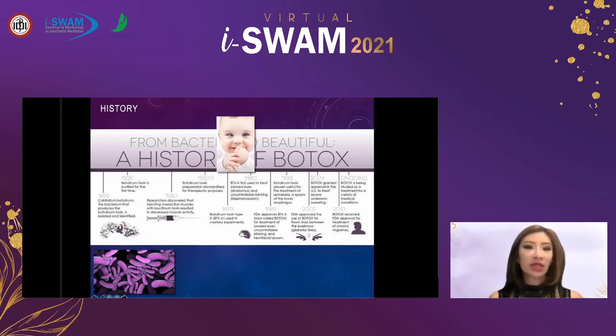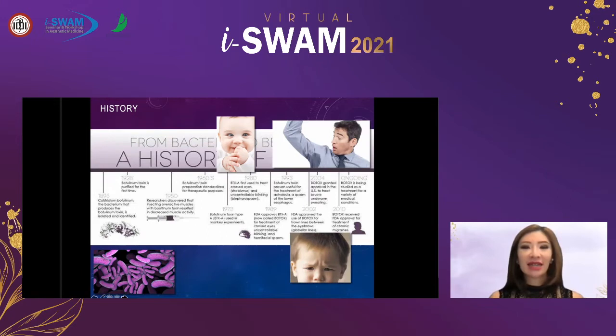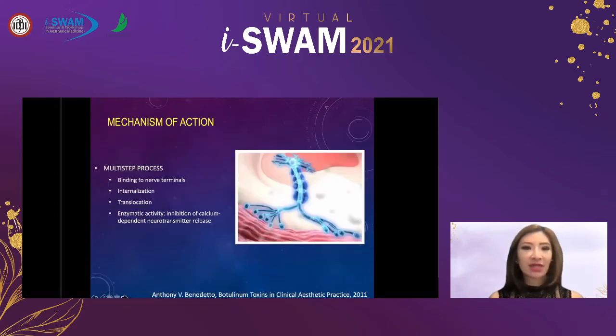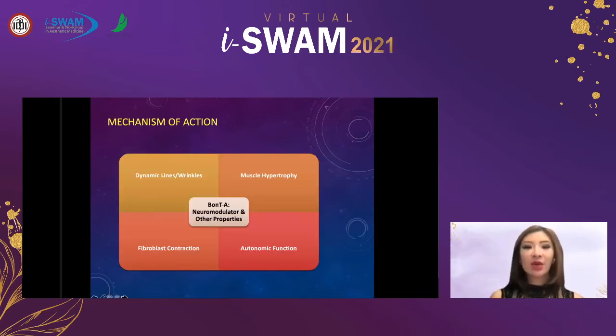Now the use of botulinum toxin in aesthetic medicine has expanded more into facial contouring and also body contouring. It is also widely used for hyperhidrosis. The mechanism of action, as Dr. Taufik has explained before, consists of multi-step processes. However, the end result is the inhibition of acetylcholine release to the muscle, hence it will cause the muscle to relax. So this is the mechanism of action of toxins as a neuromodulator in aesthetic medicine.